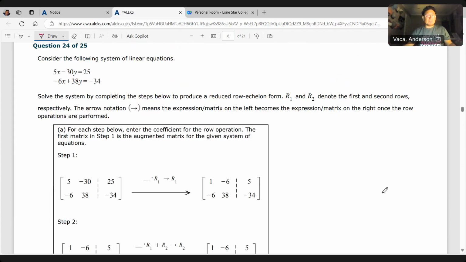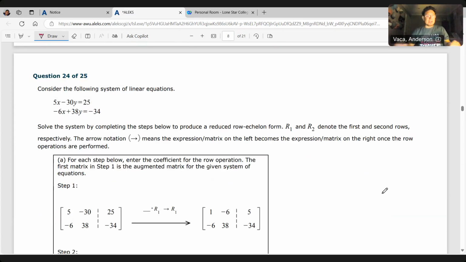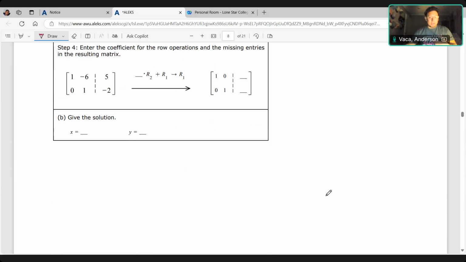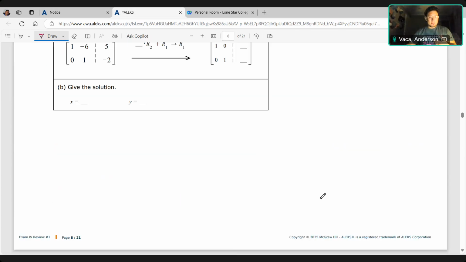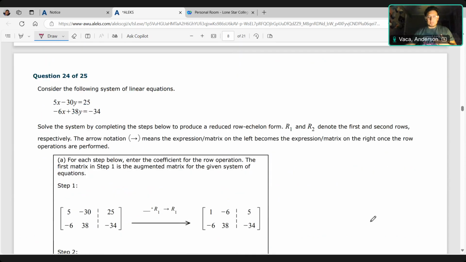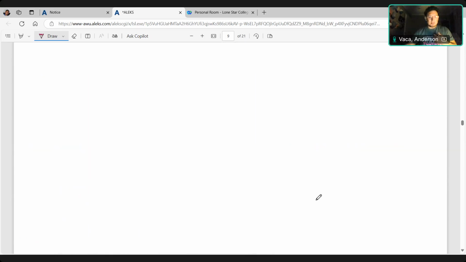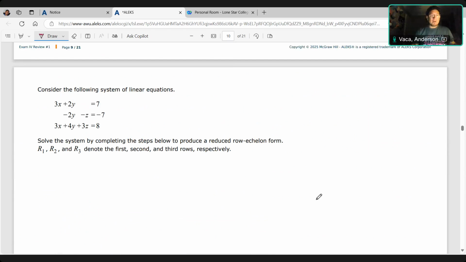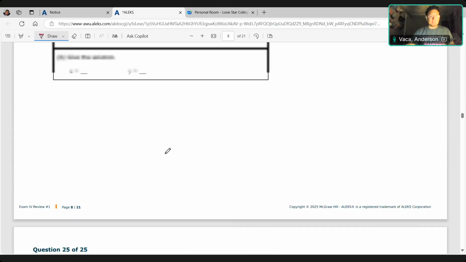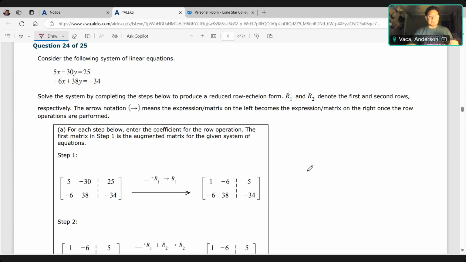Number 24. They want us to solve the system. Once again, I think they want us to follow the order here. So there were 25 questions. Where is number 25? Oh, right here. We're not doing 25. That will not be on the test.